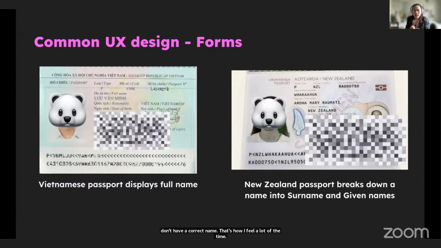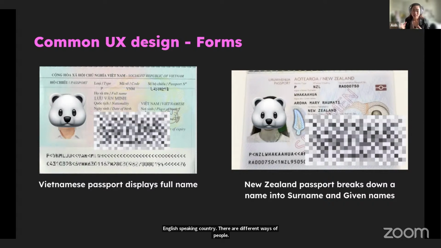So again, looking at a real example. On the left is a Vietnamese passport, which is what I have right now, and it displays my full name. And on the right is a New Zealand passport, which breaks down names into surname and given names. Another thing is that "given names" is a term that I just learned when I went to New Zealand. So again, even in an English-speaking country, there are different ways of referring to names.